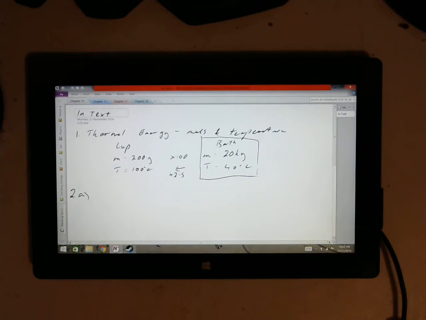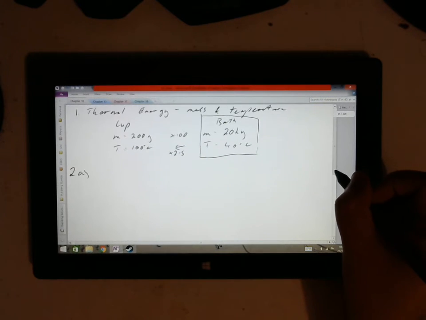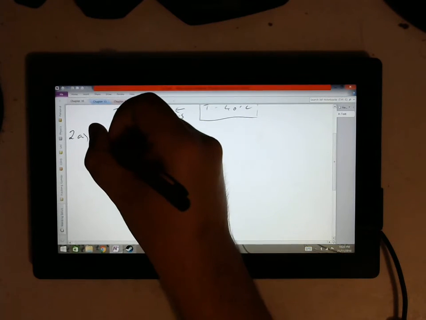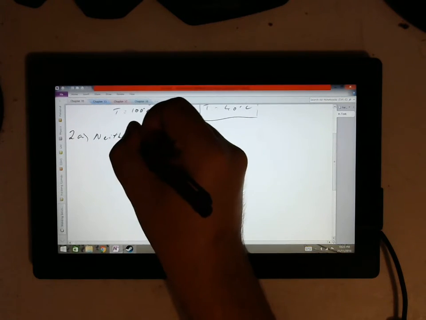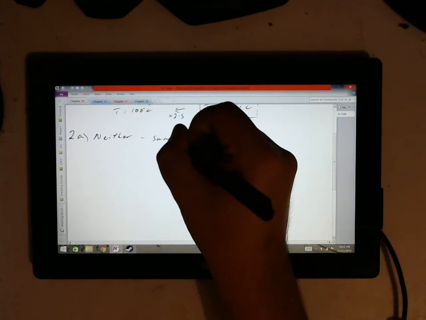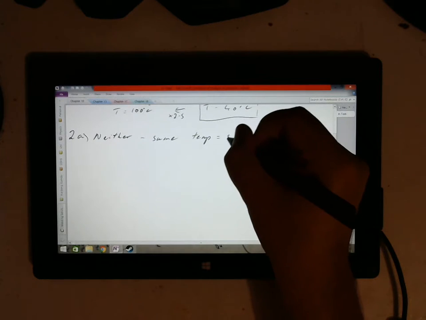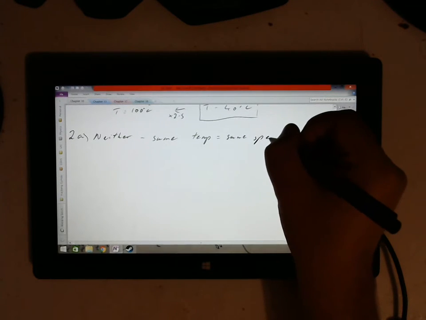Okay, question 2a reads, steam at 100 degrees Celsius will give you much more severe burns than water at 100 degrees Celsius. Which one has the molecules moving faster? Now, the speed of a particle only depends on temperature. Being as both steam and water are at 100 degrees, the answer is neither. Same temperature equals same speed.